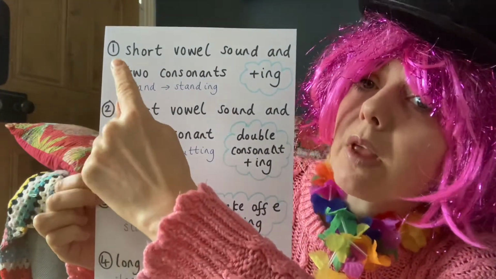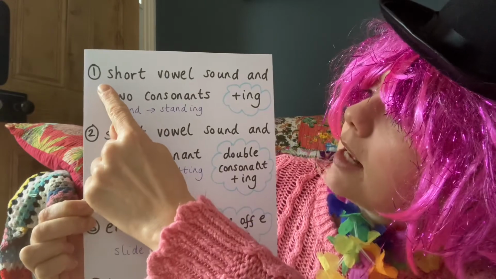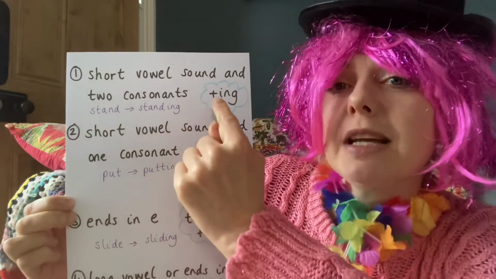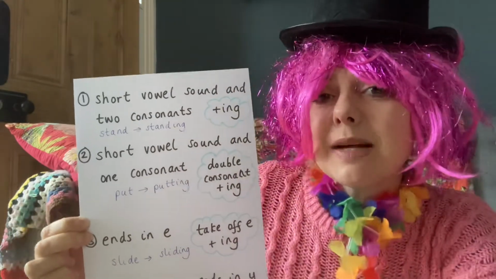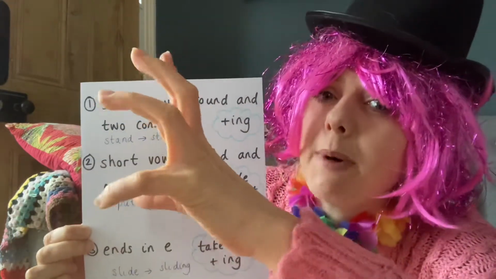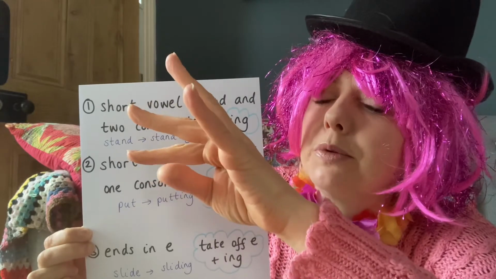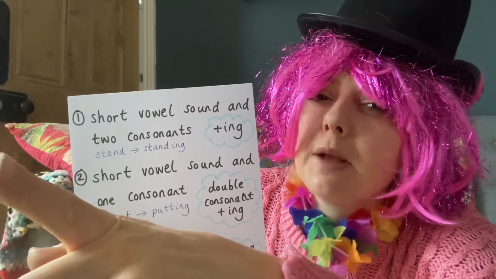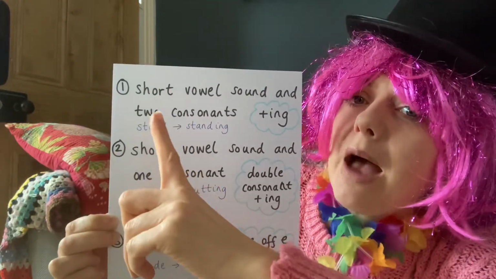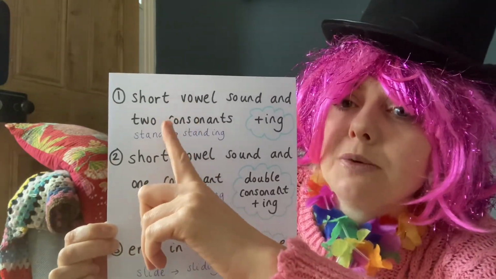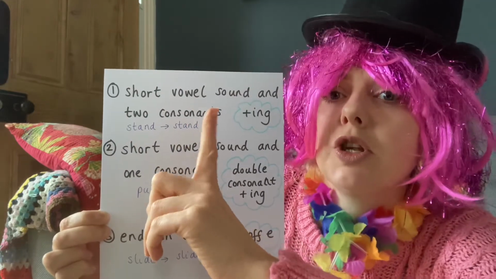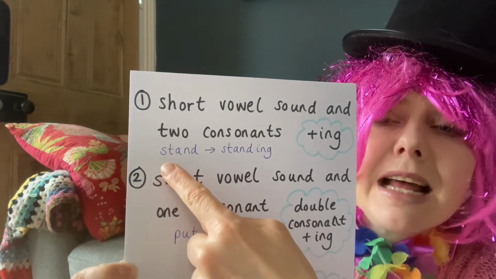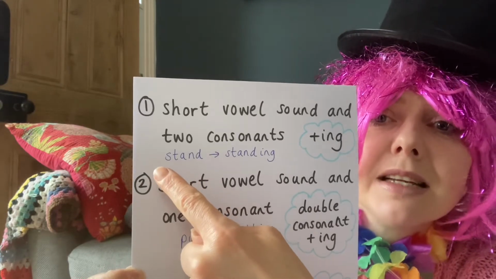So if there is a short vowel sound and 2 consonants, we just add ing. Now, last time we did this, I don't think I talked about this part of the rule, but we need to know this part of the rule. I think I just said some of them, you just add ing. But we need to start looking more carefully now. If there is a short vowel sound and then 2 consonants, we just add ing. So my example here is stand. Can you see?